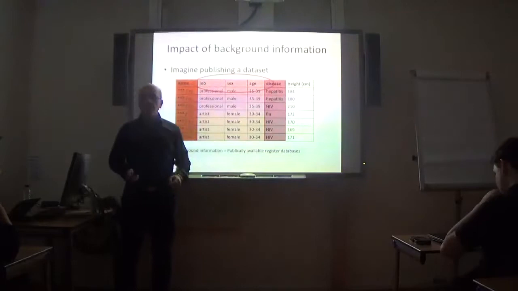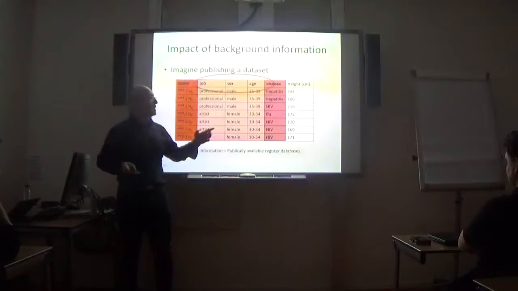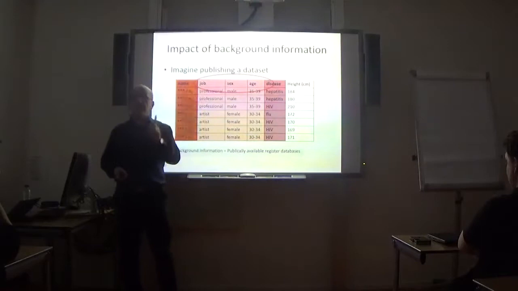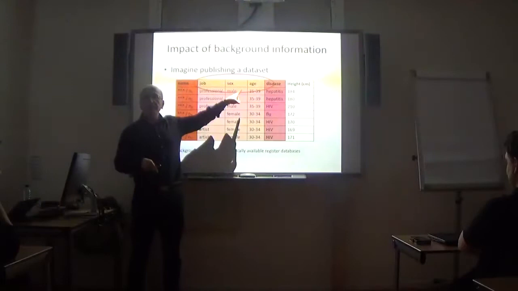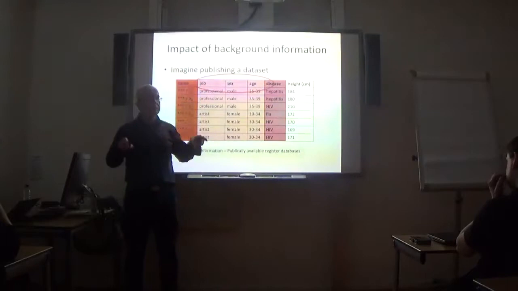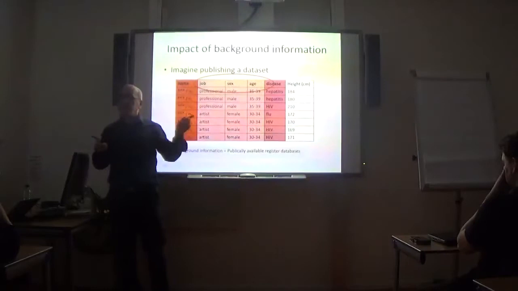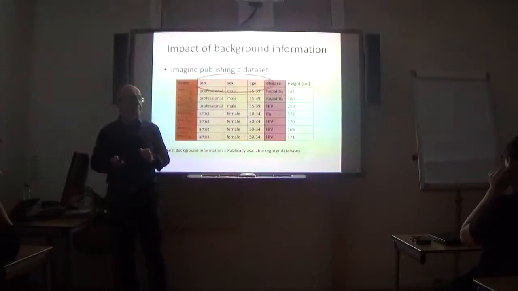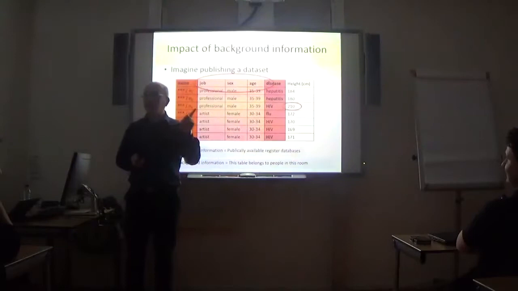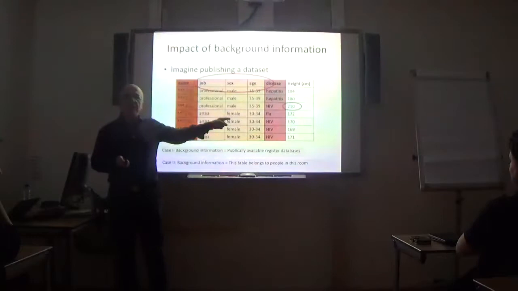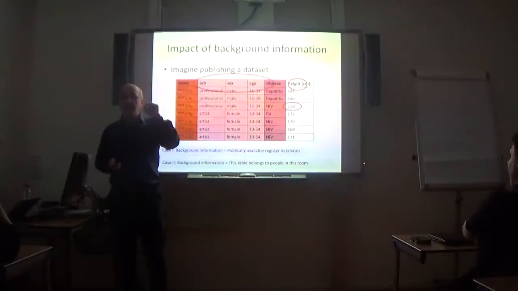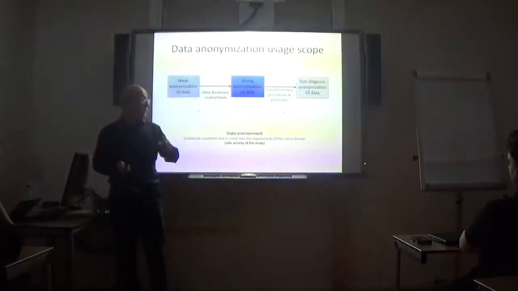If I tell you this is a table of patients from the whole Netherlands, then maybe it is true to say this is background information. But if I tell you this is from people in this room, is this a good background information or not? When modeling background, if I tell you that this table comes from these people, can you reveal the identity of someone from this table? Length, yes, 210. That becomes also revealing. If there is one person with that length, then that becomes revealing for that person. So in applying these techniques, you have to have a good estimate of the background information, of whom you share data with, and what background information they have.